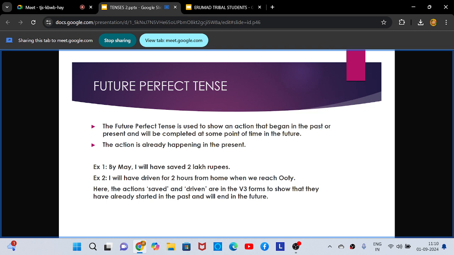So imagine I am trying to save 2 lakh rupees. I started this last year or this year, but it will become 2 lakhs only by May. By May means before May, not exactly in May. By May, I will have saved 2 lakh rupees.